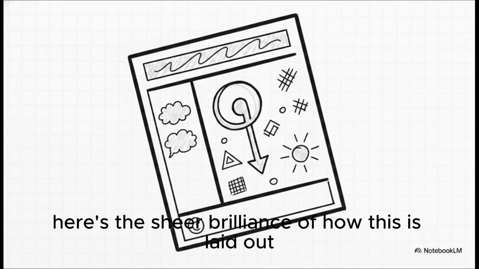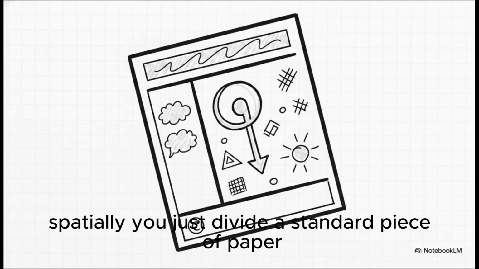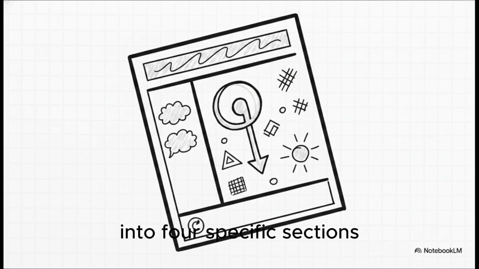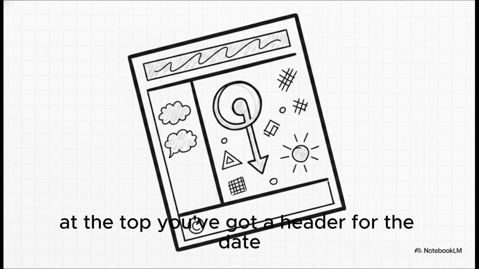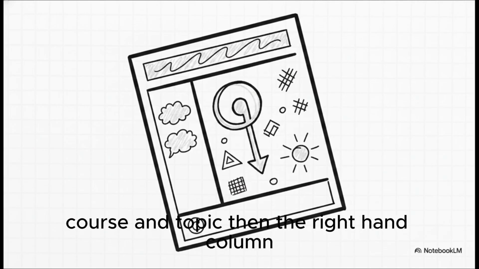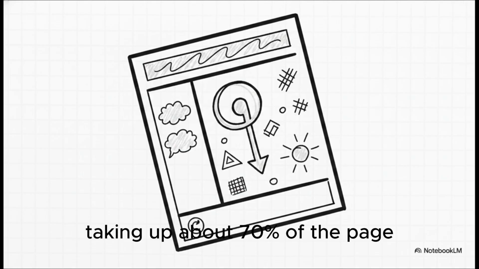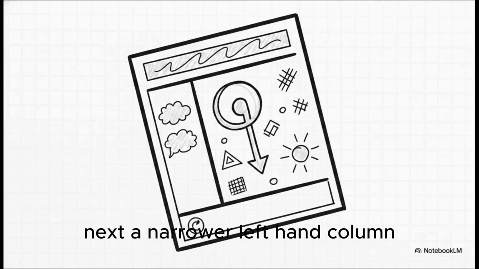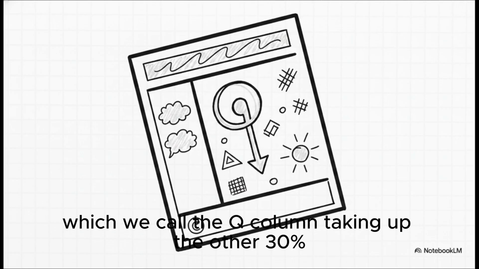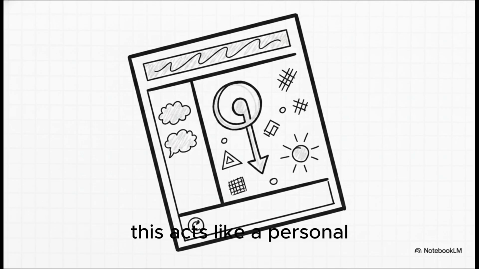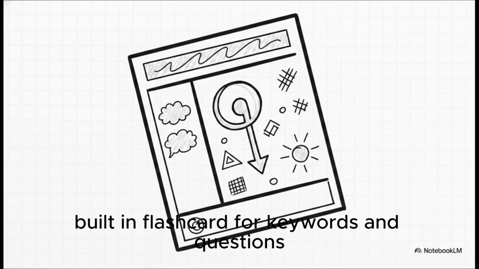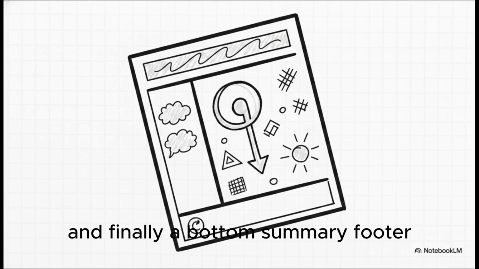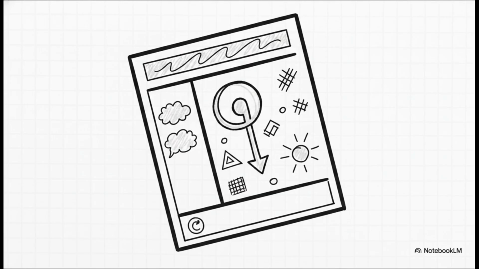Here's the sheer brilliance of how this is laid out spatially. You just divide a standard piece of paper into 4 specific sections. At the top, you've got a header for the date, course, and topic. Then, the right-hand column, taking up about 70% of the page, that's your main note-taking area for the big ideas. Next, a narrower left-hand column, which we call the Q column, taking up the other 30%. This acts like a personal, built-in flashcard for keywords and questions. And finally, a bottom summary footer where you write a quick recap of the entire page in your own words.